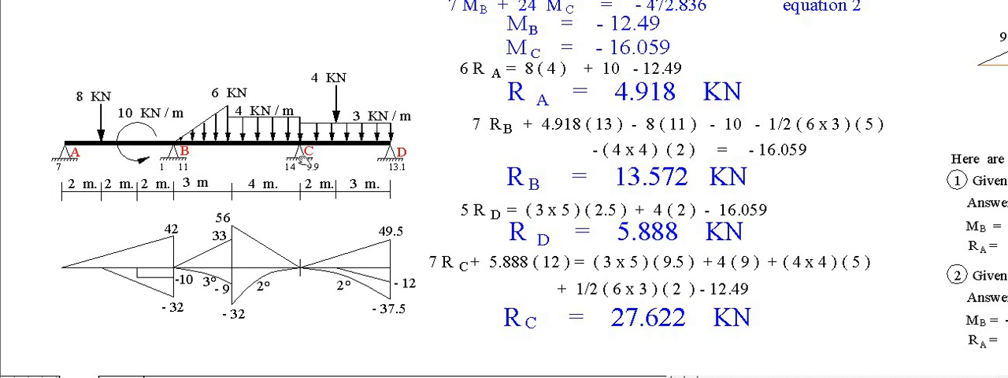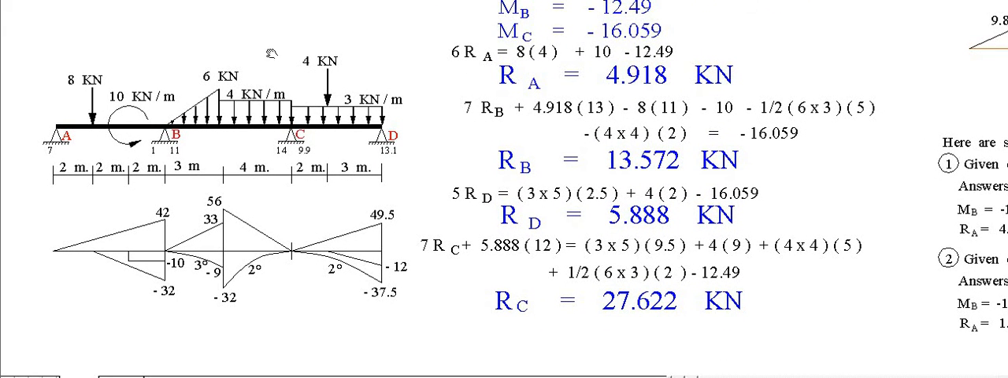Now the sum of all the moments here on the left is equal to the moment on the right, moment at C, 16.059. All of these moments are equal to this moment on the right of C, or 16.059. Then solving for RB, it is 13.572 kilonewton.